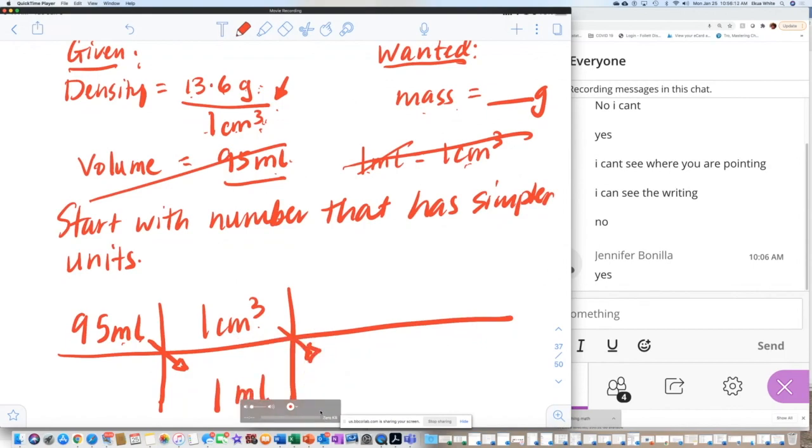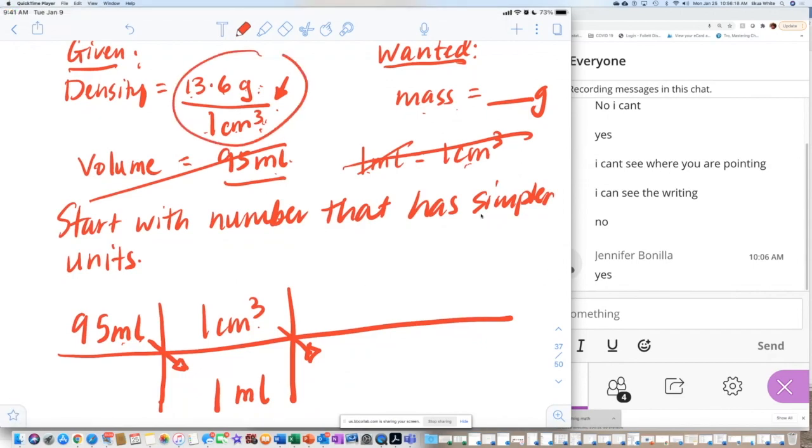Let me move this out of the way since I'm writing right here. Or I could put it there. There. Okay, next, I'm going to write my density, which is already in fractional mode, as a fraction. Remember the rule. The unit I have here has to match diagonally in the bottom. So I'll write the bottom part of the density down here, 1 centimeter cubed, top part up here, 13.6 grams.